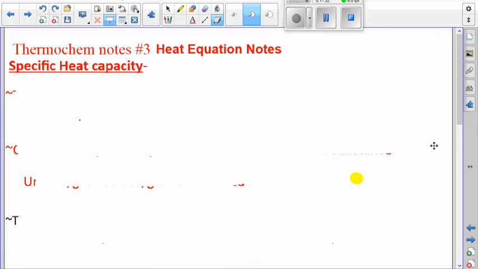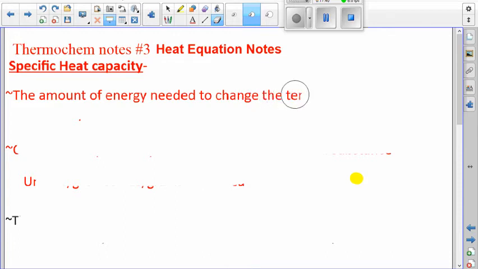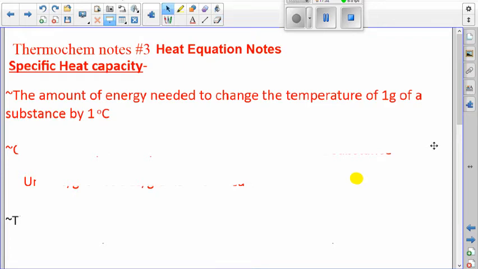So specific heat capacity. That is the amount of energy needed to change the temperature of 1 gram of a substance by 1 degree Celsius. Specific heat capacity is the amount of energy needed to change the temperature of 1 gram of substance by 1 degree Celsius. So that's the official textbook definition. Again, does that help you understand exactly what we're talking about? Probably not quite yet, but this is what it is officially defined as, specific heat capacity.